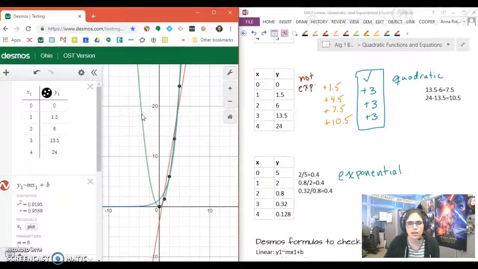I'm running out of time, so I can't do the exponential one, but you can try it on your own. So just another resource and another strategy to use. If you have any questions, let us know, and I hope this helps you with your lesson.